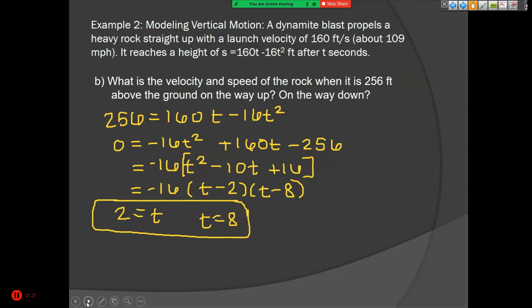So these represent the x-intercepts, technically, of the quadratic, which represent the 2 times at which it reaches this height. And then it says, what is the velocity and speed at this height? So the velocity at 2, the velocity at 8 versus the speed at 2 and the speed at 8. When are the velocity and speed going to be different?